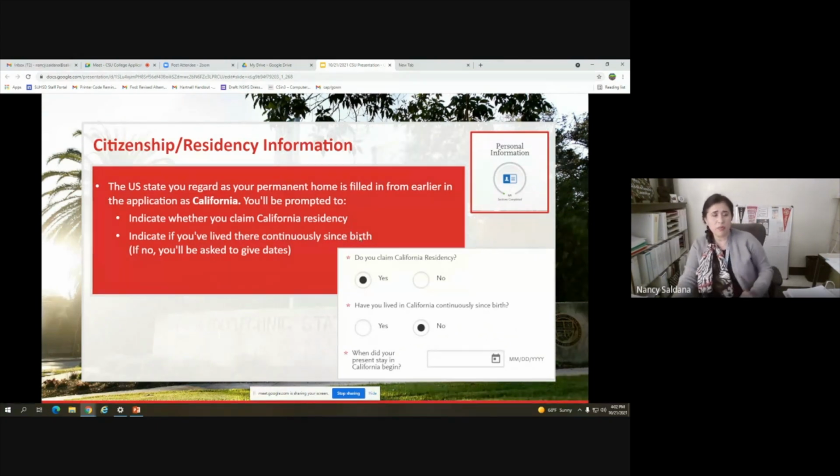The other question that you will be asked regarding your citizenship is, do you claim California as your residency? And the majority of you are going to say yes, right? Because you are currently living in California. The other question is, have you lived in California continuously since birth? The majority of you are going to say yes. And when you mark yes, it is then going to ask you, when did you start living in California? And it is going to be the date that you were born.